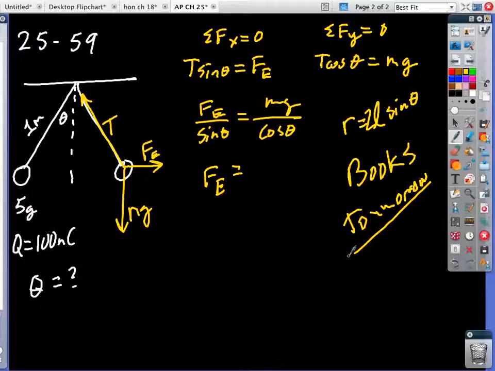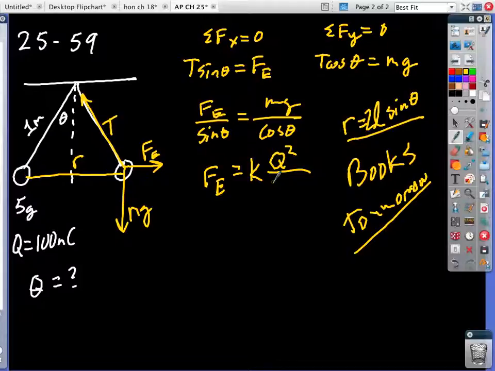Don't forget, it's not E. E is kq over r squared, but it's k q1 q2 over r squared. And do you see that this is r, right? And r is equal to 2L sine theta, yes? So we set them equal to each other? Well, sort of. So now I'm going to go ahead and fill this out. This is just k q squared over r squared.